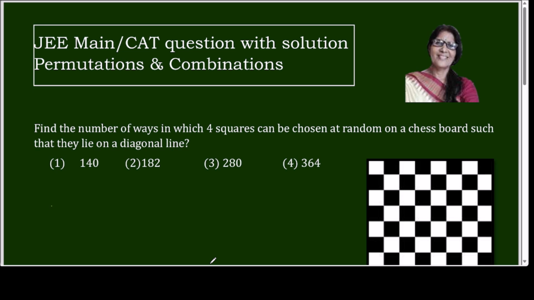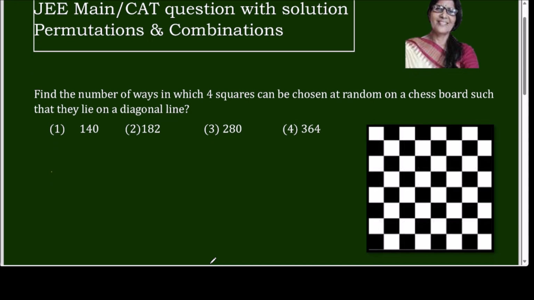Today I have taken a JEE main question that is also asked in the CAT examination. It is based on permutations and combinations. Find the number of ways in which four squares can be chosen at random on a chessboard such that they lie on a diagonal line. Options given are 140, 182, 280 and 364.